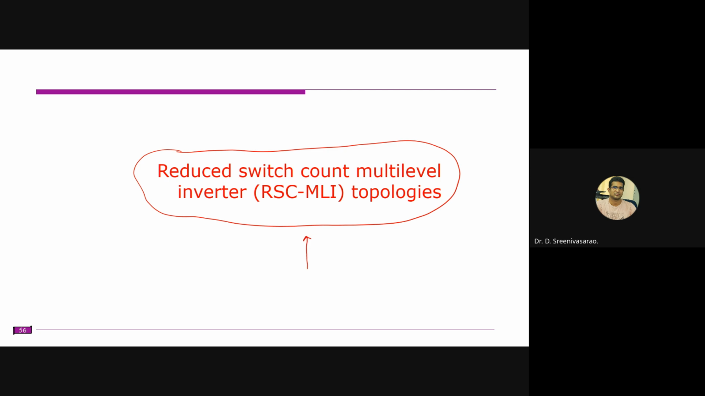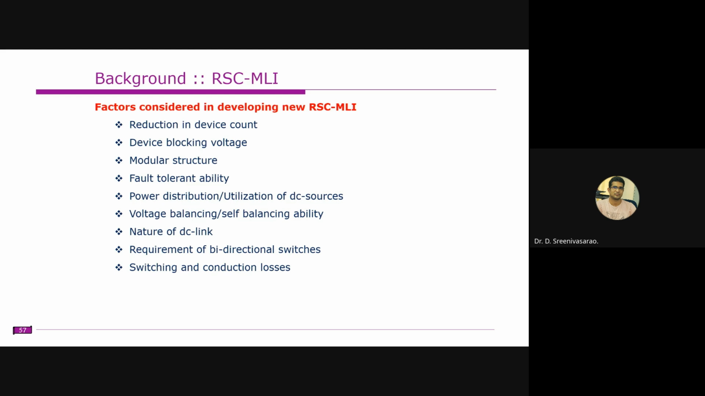So their objective is to reduce the number of switch counts or increase the power density of the converter, right? So there are some objectives. One is the reduction in the switch count, increasing the device blocking voltage or the modular structure, and making the converter fault tolerant, as is popular, right? And some of the drawbacks are voltage balancing due to the nature of the DC link, the requirement of bidirectional switches, and switching and conduction losses minimization.